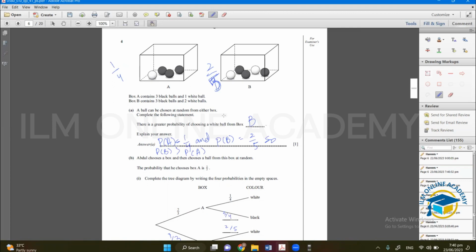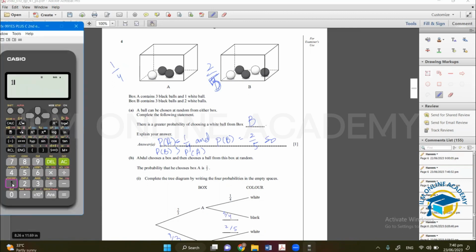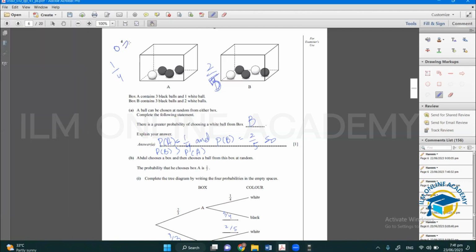So to find the highest chance, let's just divide them. 1 over 4 is 0.25. Remember it, 0.25, and 2 over 5 is 0.4. So it's 0.25 and it is 0.4. The greater probability is this 0.4. So we will write that there is a greater probability of choosing a white ball from box B.